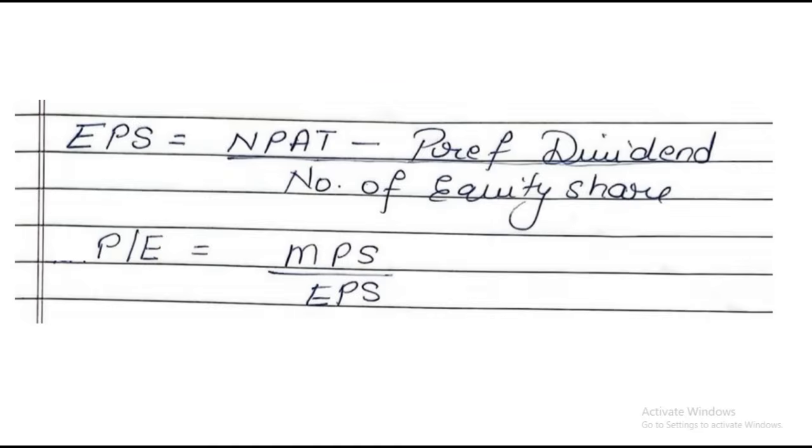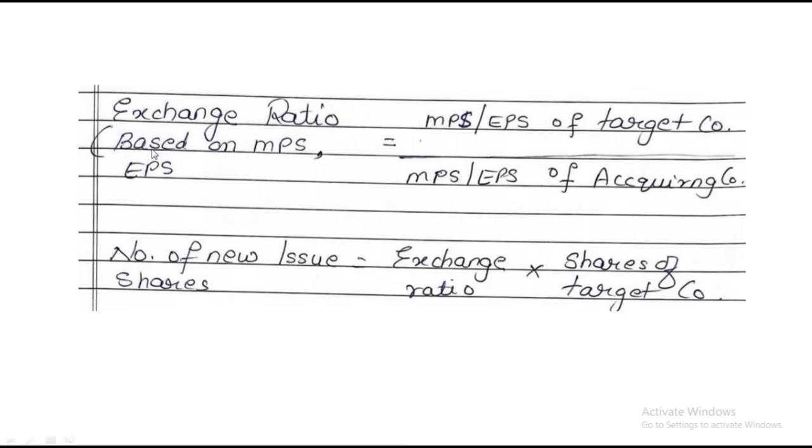Once you have noted them down, in the sum also you'll first have to find EPS, PE and MPS. The MPS usually will be given in the question. Once you get that, they will ask you to find the exchange ratio if the companies are merging, and thereafter, after finding the exchange ratio, find the new number of shares. Exchange ratio can be based on MPS, EPS, or even the price earning PE ratio. The formula will be market price of the share or EPS of target company upon MPS or EPS of acquiring company.